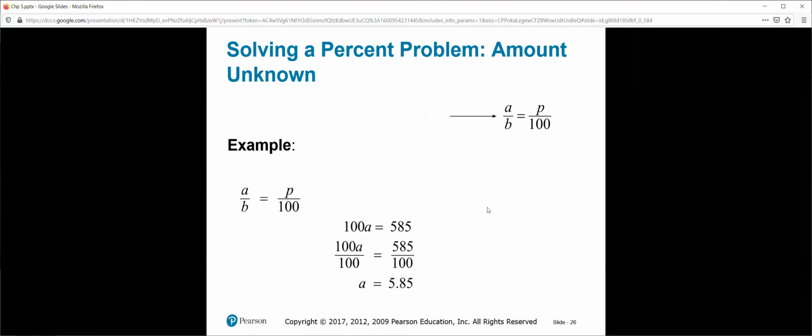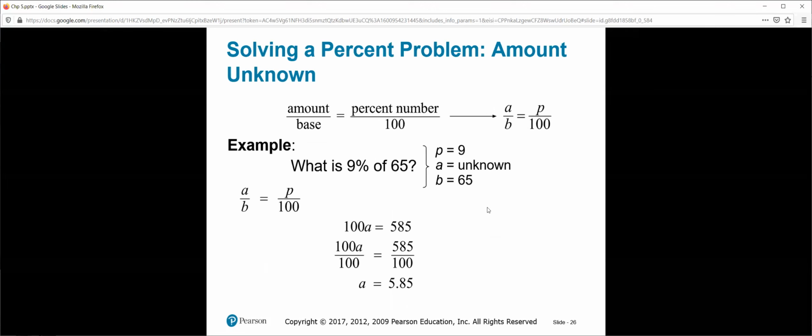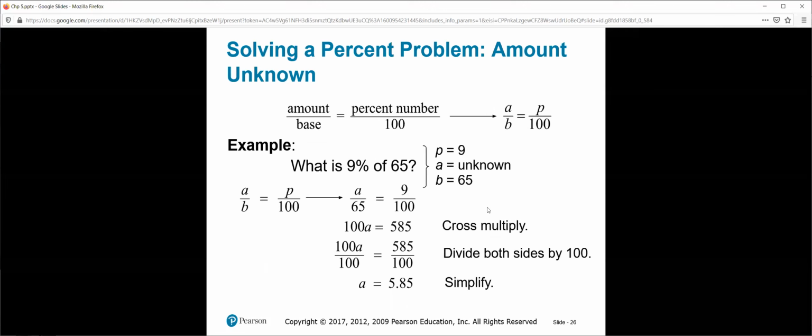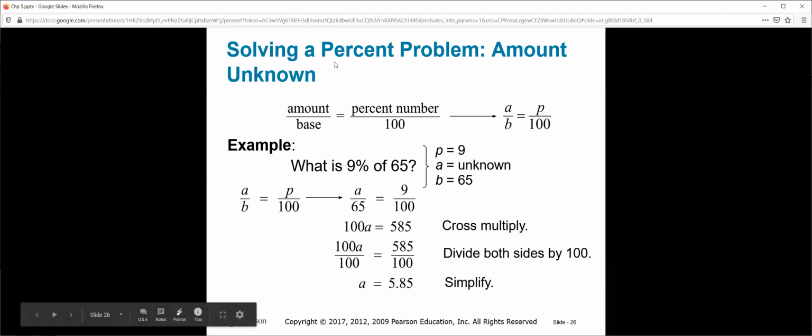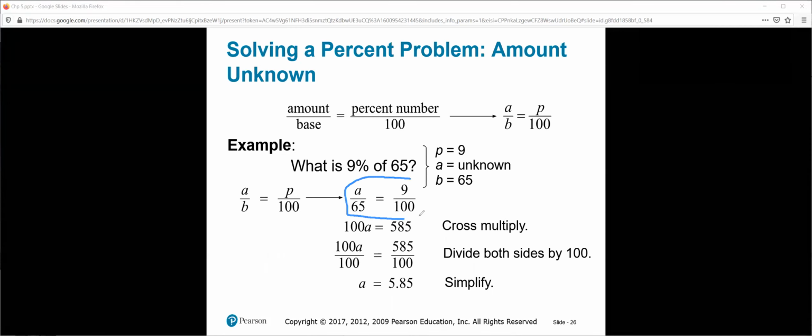Now we get, as I was saying at this point, to the solving. How do we solve these individual questions? Well, I said this already, right? This is cross multiplication. This is a very simple math equation. The problem is how to set it up. What is 9% of 65? Well, let us build the skeleton of the equation.